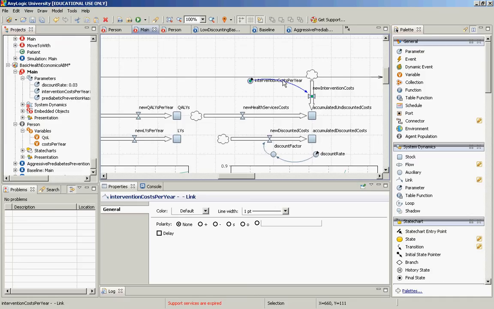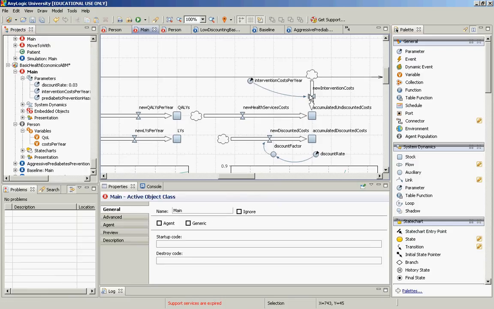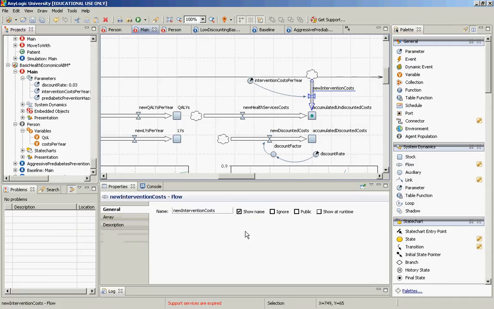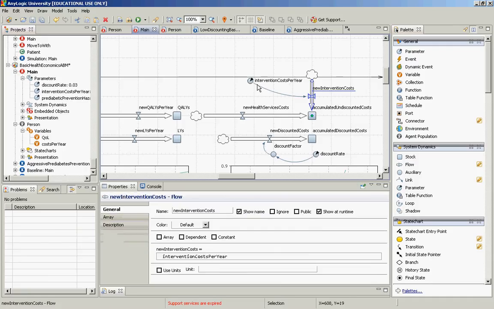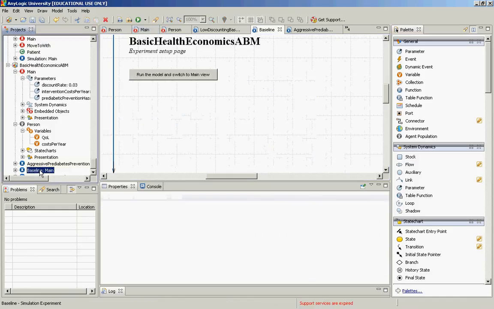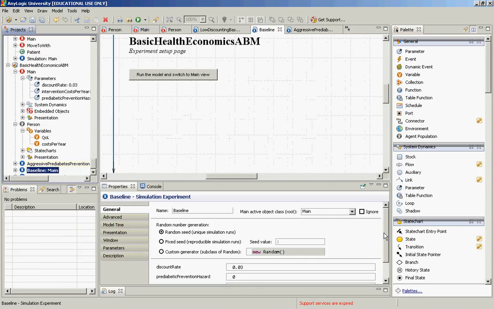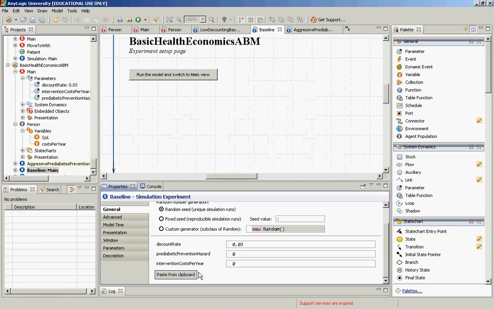So it's an intervention cost per year, which is a parameter, and this guy depends on it. It was just complaining that there's no connection between these two. Even though logically it knew this thing depended on that, it wanted this visual connection to communicate that. Fair enough. Okay, so for the baseline, because we set that new parameter, intervention cost per year, to have a default value of 0, the baseline is aware of that.